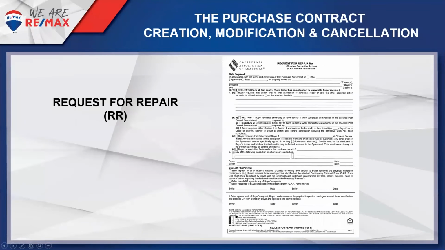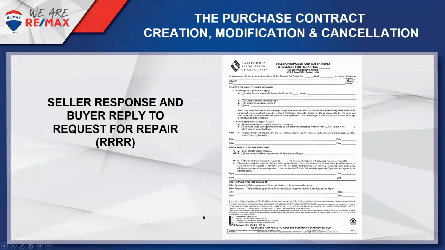Okay, and of course, it's signed by all the parties. The request for repair and the seller's response are both addenda to the contract. They're very specific about what's being done. We've covered that in a previous webinar. You can access it online. Lindsay, if you don't know how to find it, I'll put her on the spot. I think she knows how to find it.